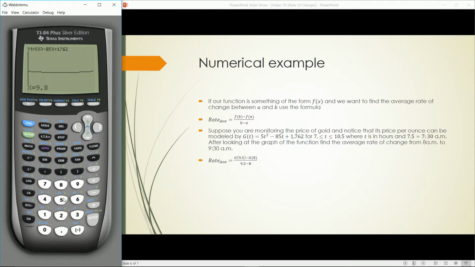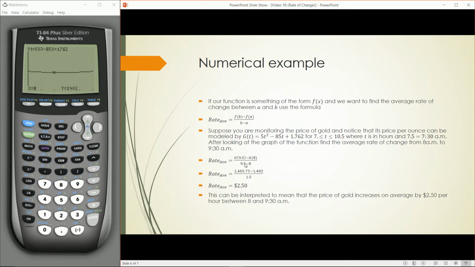So 9.5 gives us $1,405.75, and 8 is $1,402. So we have those two numbers, and 9.5 minus 8 is 1.5, which is going to give us an average rate of change of $2.50 per hour. All right, units are slightly important, so keep that in mind. And that's the rate of change between 8 a.m. and 9:30 a.m. This rate of change has nothing to do with any other time slot.